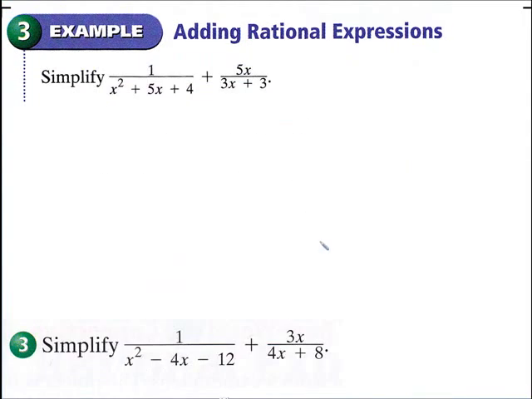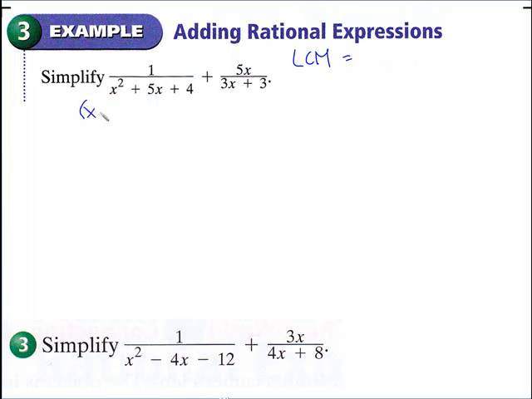So we're going to actually work out a whole problem here. We need to simplify, so we're asked to add these rational expressions. We need to find the LCM first, and to find the LCM, we need to factor. So let's factor the denominators. You don't need to worry about the numerator, just the denominators.